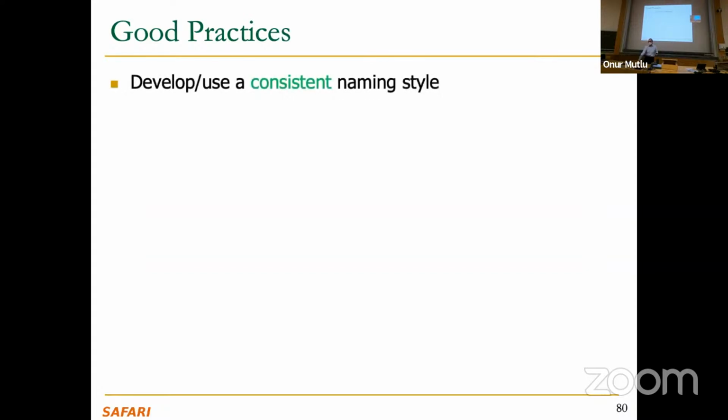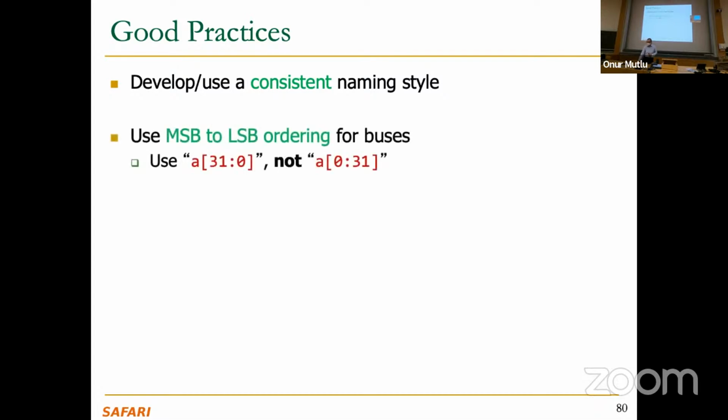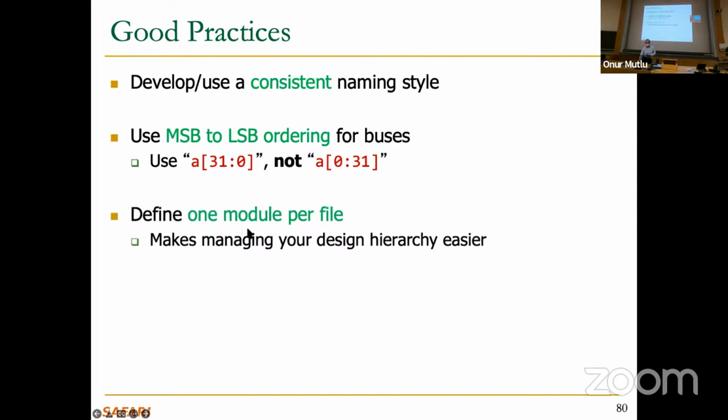Okay, so some good practices. It's always good to be consistent in terms of essentially everything. Naming style, ordering of variables, etc. MSB to LSB ordering for buses, for example, most significant to least significant bits. This is better than this in general. Define one module per file. This is usually good, makes managing your design hierarchy easier.